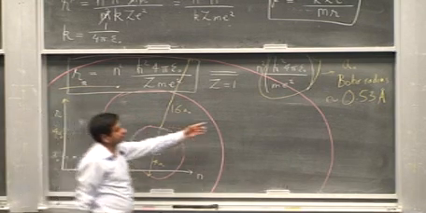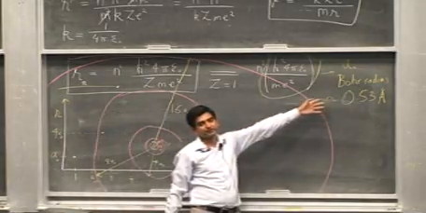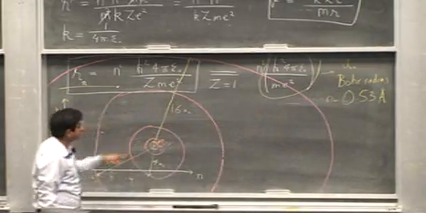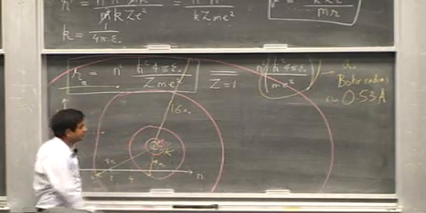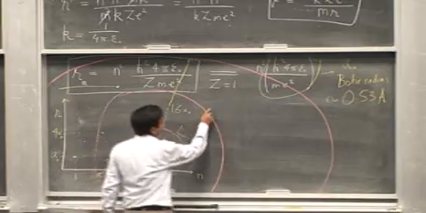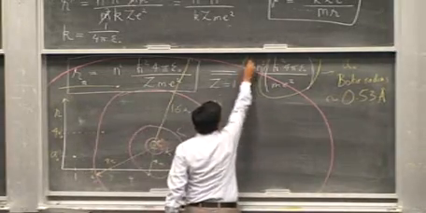This is a very important quantity. It's called the Bohr radius. And these orbits, the n equals 1 orbit is generally called the K shell. This is called the L shell, M shell, N shell.